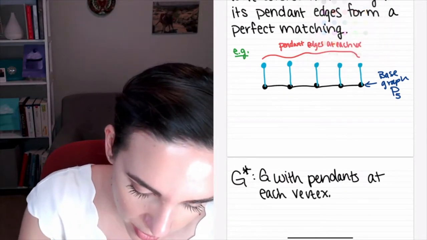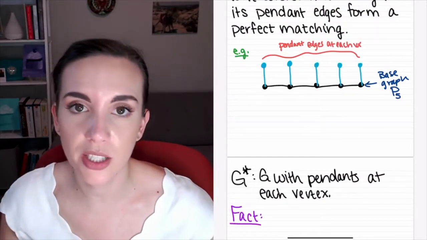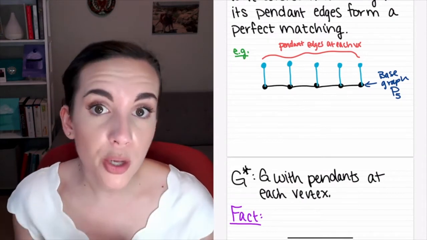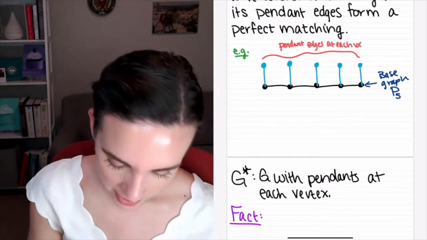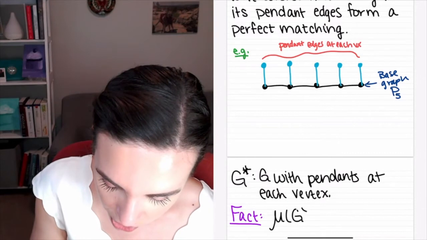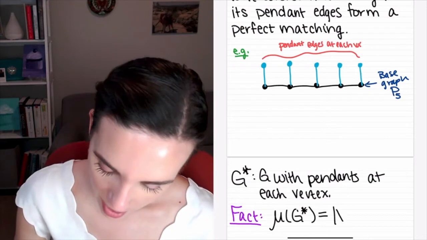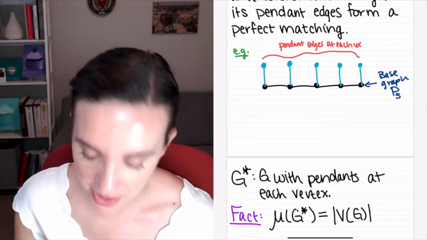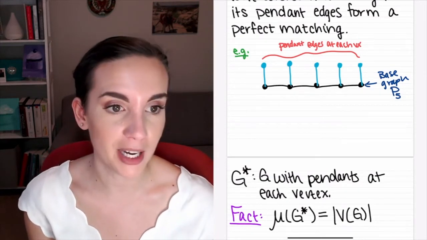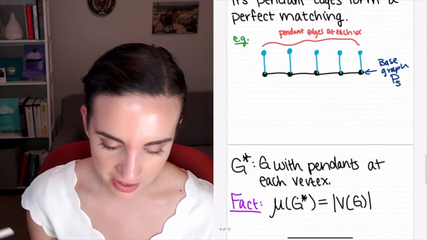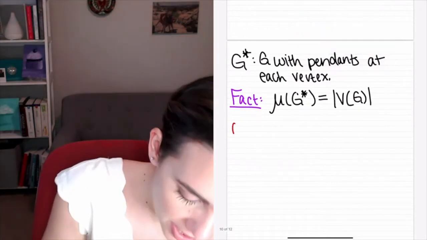And so one thing to note, thinking about the fact that the conjecture is only supposed to hold when R is at most mu over 2. So what is mu for these types of graphs? And the fact is that mu of G star is equal to the number of vertices in the base graph. So this is a fun fact to think about and try to disprove in your head when you have a couple of minutes, but that's an important thing to note since we are considering mu whenever we're thinking about this conjecture.